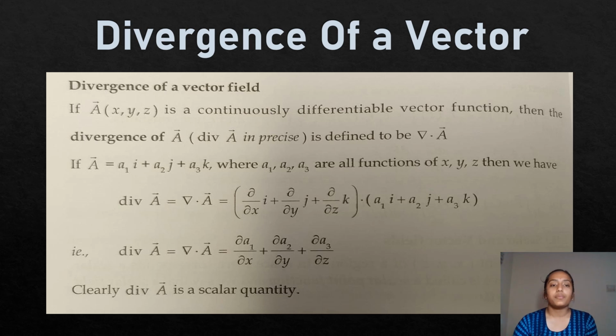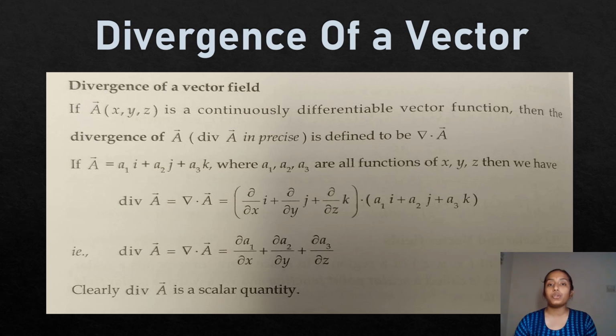Divergence of a vector. Now let us look into the new topic, the third topic, that is divergence of a vector. If vector A of x, y and z is a continuously differentiable vector function, then the divergence of vector A, or div A in short, is defined to be the del dot vector A. So this includes a formula that we have to consider in order to solve the questions related to divergence.